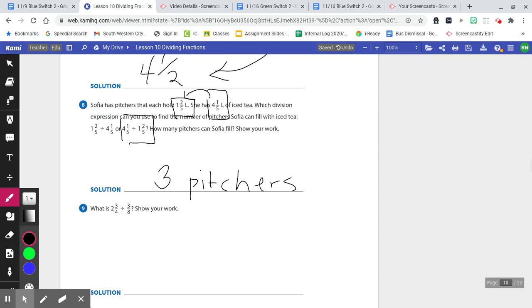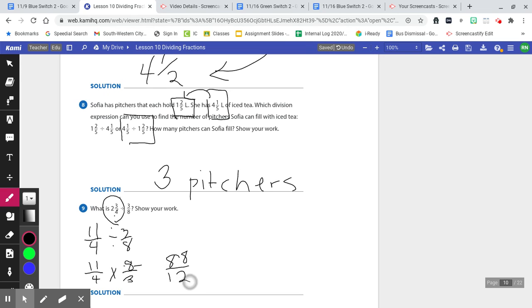The last question. What is 2 3/4 divided by 3/8? Stop the video and see if you can solve this on your own. I'm going to go ahead and just use the keep, change, flip. So 2 3/4, first I need to turn that into an improper fraction. 4 times 2 is 8, 9, 10, 11. So that's the same as 11/4 divided by 3/8. So I'm going to keep, change, flip, multiply across, and I get 88/12.